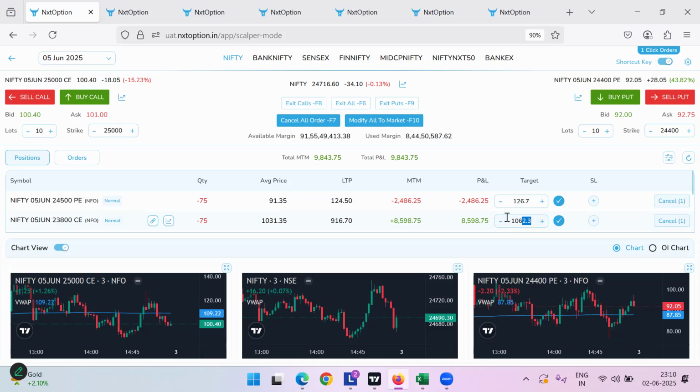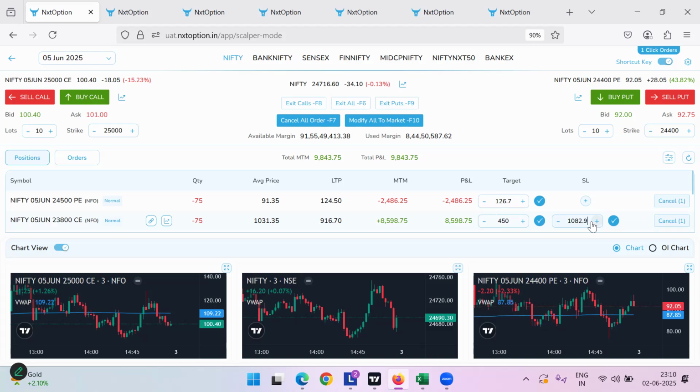Now, you want to enjoy the profit, at the same time, you also want to set a target. So what you can do, you can set a target here called 450. That means from 1031, if the price comes to 450, you want to close the call option. At the same time, you can set a stop loss here at 980. Sorry, stop loss. You can set a stop loss at 980.